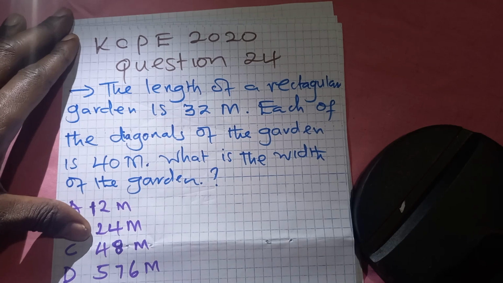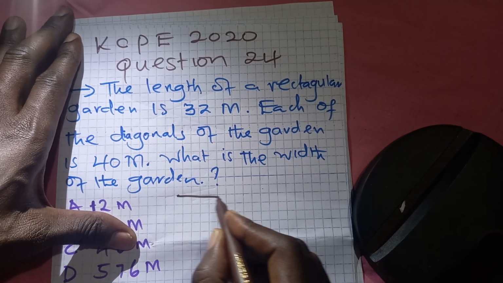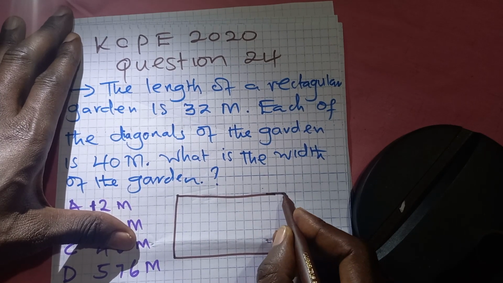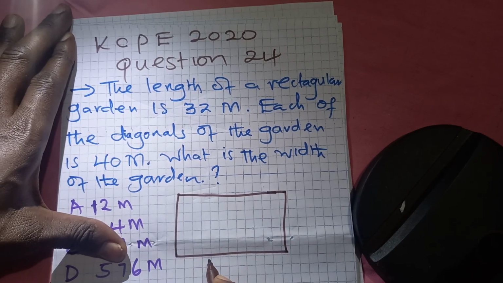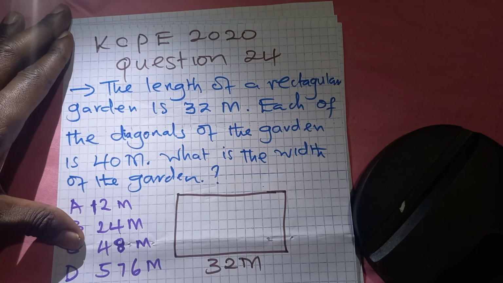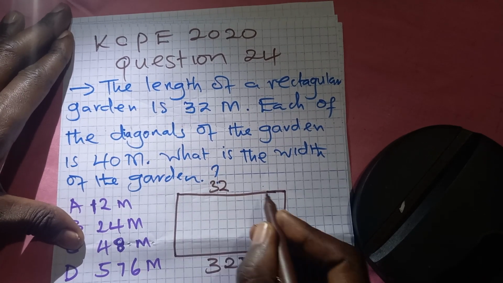So you start by drawing the sketch of a rectangular garden. Draw a rectangle. You are told that the length was 32 meters, and you know that opposite sides of a rectangle are equal. So this side is the same as this side.